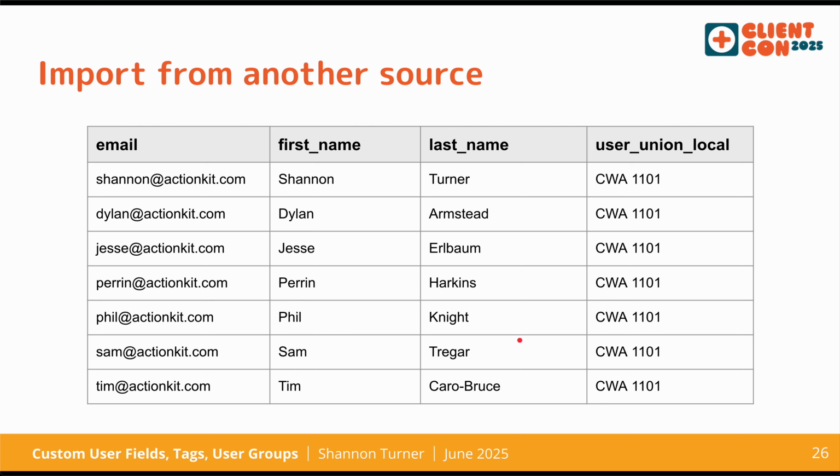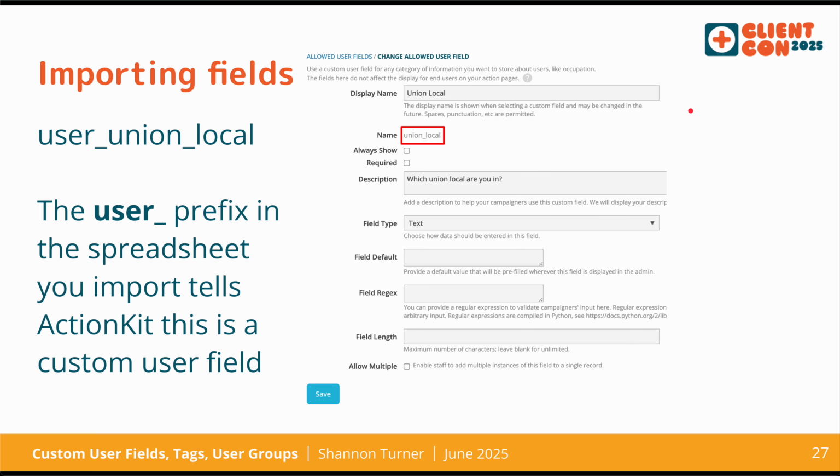And if this is data that you already have, maybe in another source, you can import it. So here's my spreadsheet, which includes the union and local for these action kitties. Notice in my spreadsheet that the column name starts with user underscore. That's helpful to tell the importer that this is a custom user field. When you're importing custom user fields, you don't have to create them in advance. Here's what the field looks like, whether you create it in advance or you view it just after your import finishes.